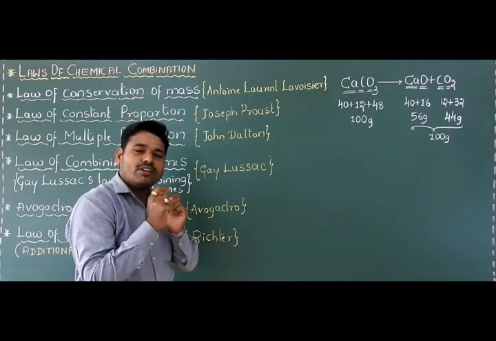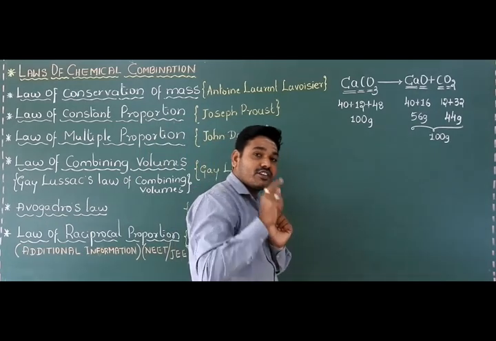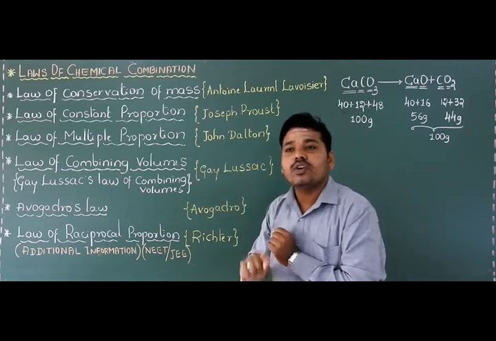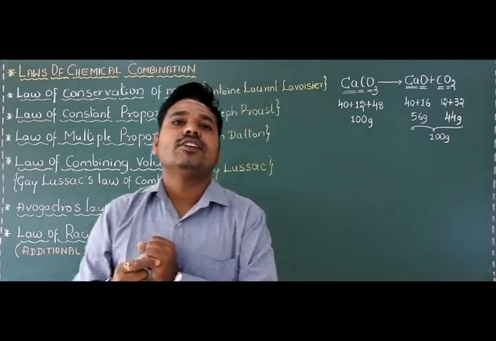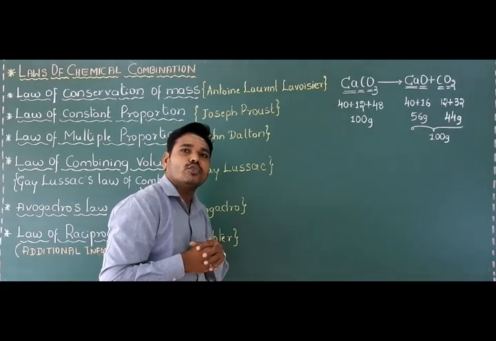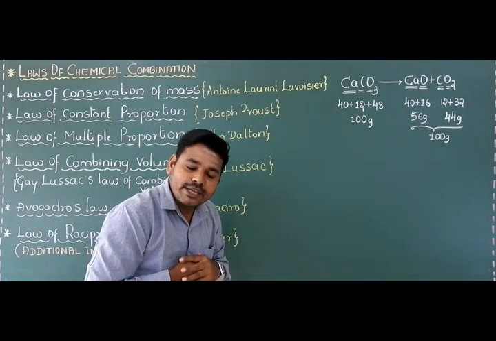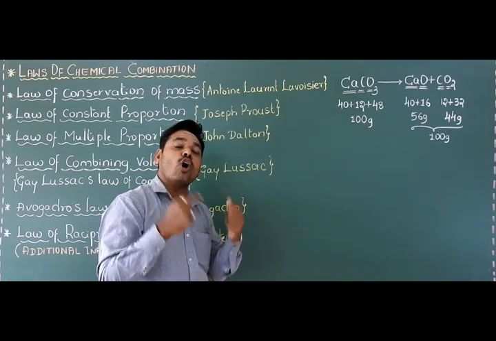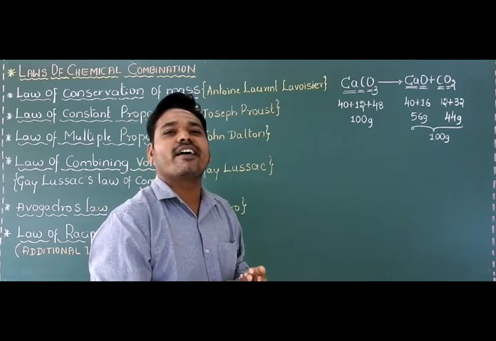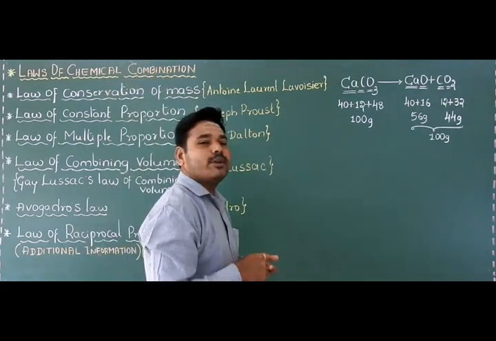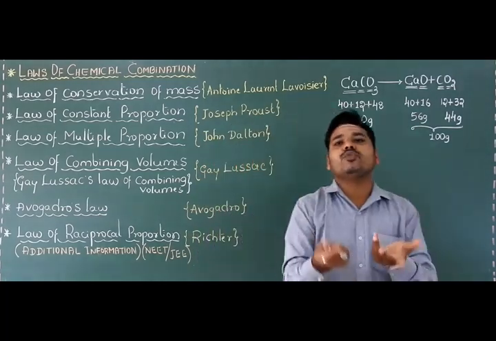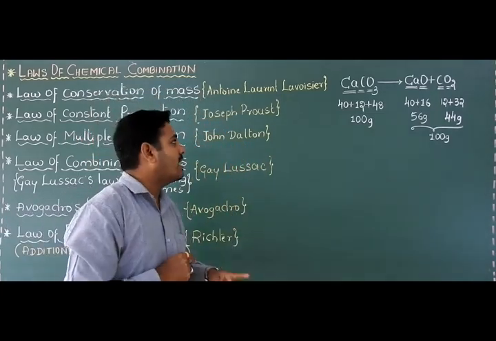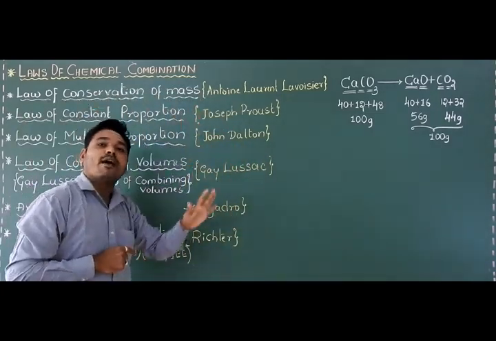And one of the important limitations of this law of conservation of mass is that this law is not applicable for nuclear phenomena. So why is this law not applicable for nuclear phenomena, students? Because in nuclear phenomena, the mass of the reactant is not equal to the mass of the product. So that's why it is not applicable for nuclear phenomena or in a nuclear reaction, students. So this is about the first important law called the law of conservation of mass.